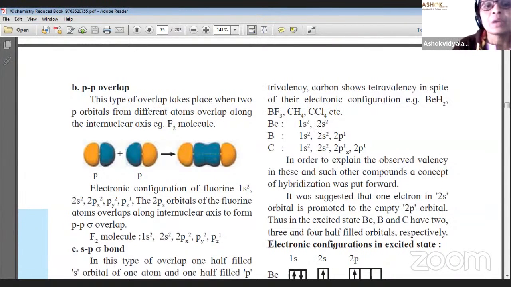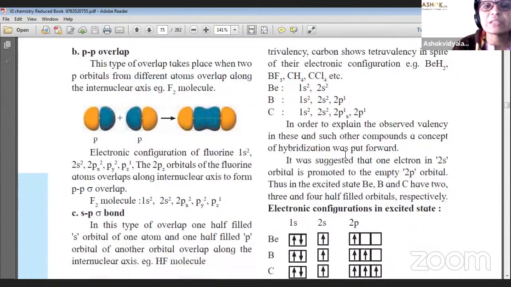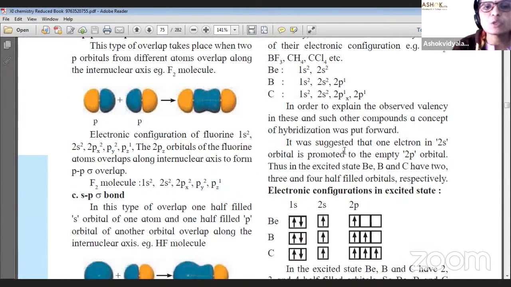this boron is forming 3 bonds with 3 fluorine atoms. But here only one unpaired electron is present, so it can form only one bond. But it has formed 3 bonds. So this formation of BF3 is also explained on the basis of hybridization. So we'll see what that concept of hybridization is.